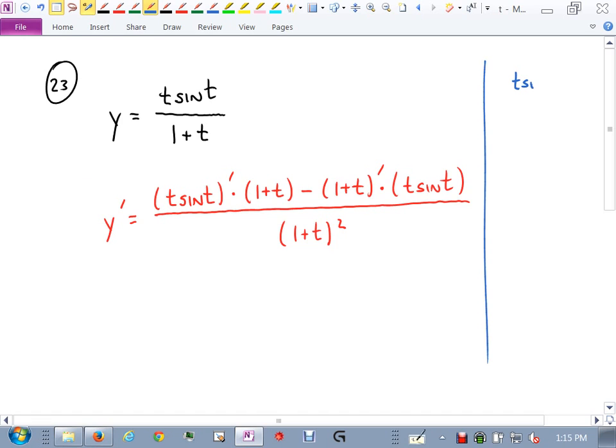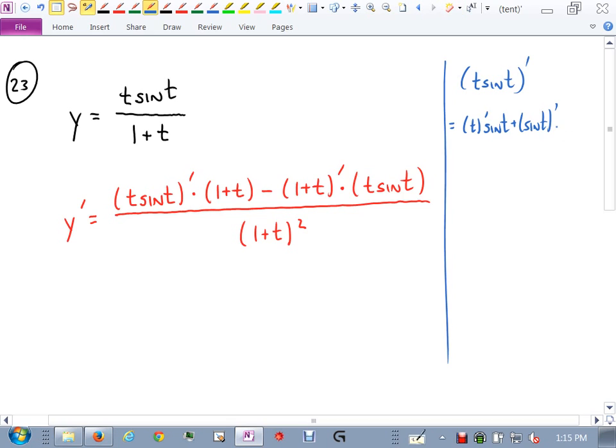What's the derivative of t sine t? Well, that's the derivative of the first one times the second one plus the derivative of the second one times the first. I'm running out of room there. Do y'all agree with that? That's just the derivative of this is a product rule. Are we good?